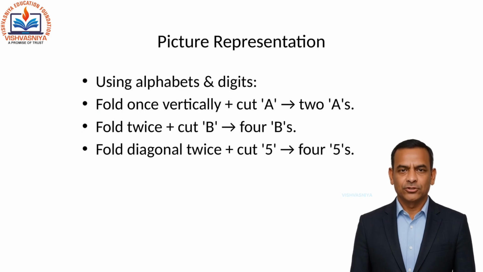Here's a simple trick to remember: fold once vertically and cut the letter A, you'll get 2 A's. Fold twice and cut B, you'll get 4 B's. Fold diagonally twice and cut the number 5, you'll get 4 5's. This shows how folds multiply designs.